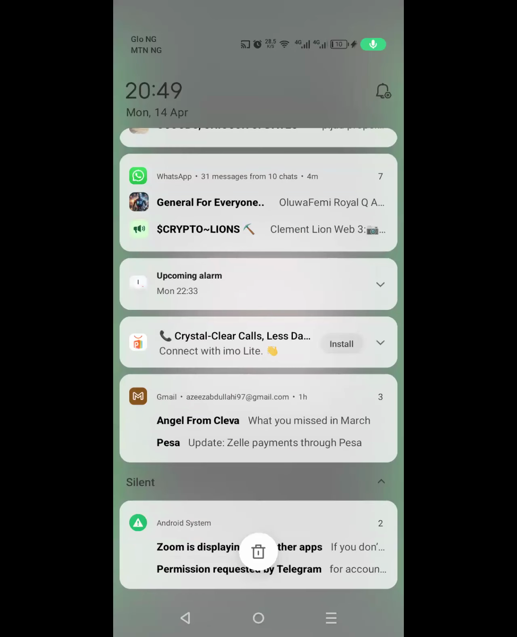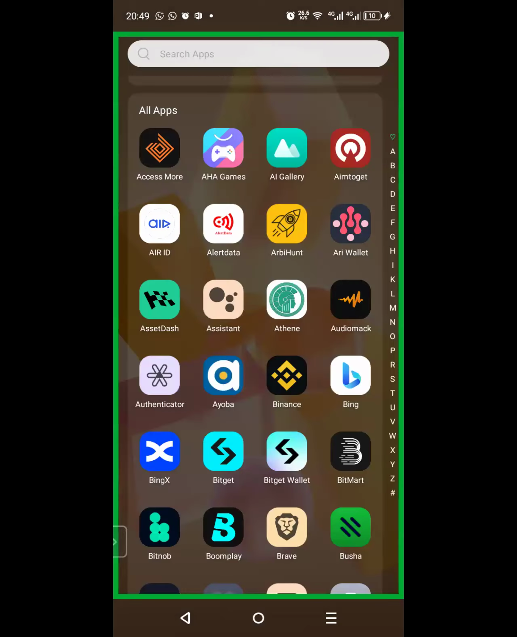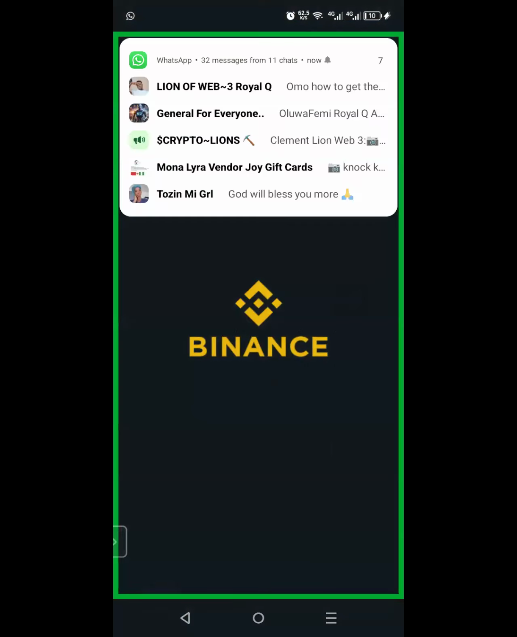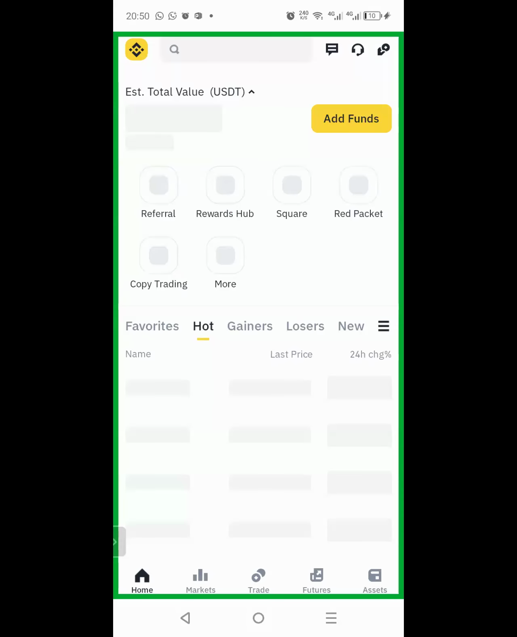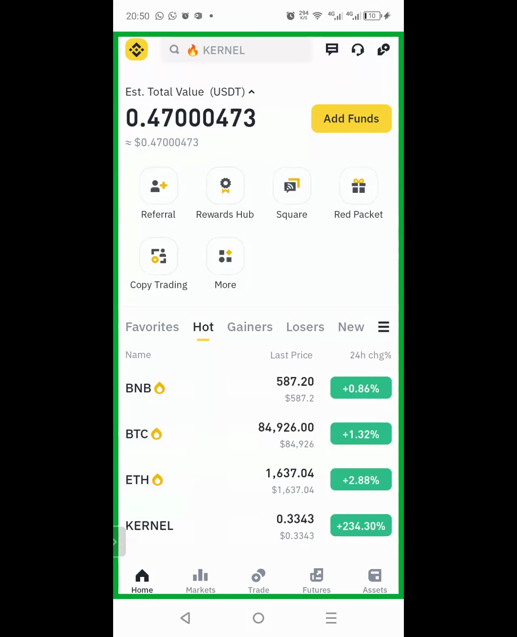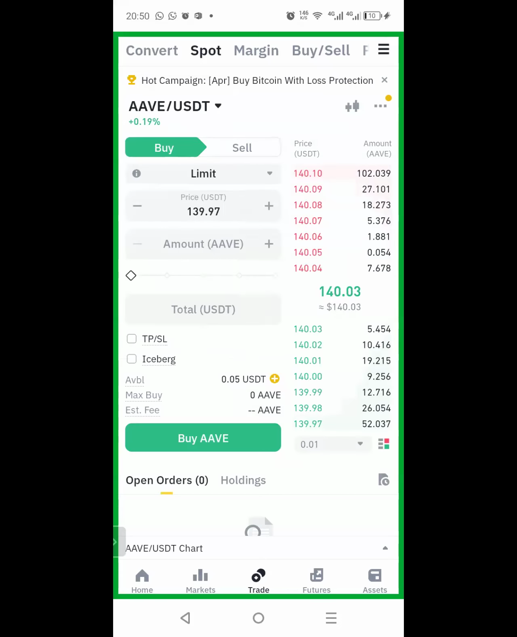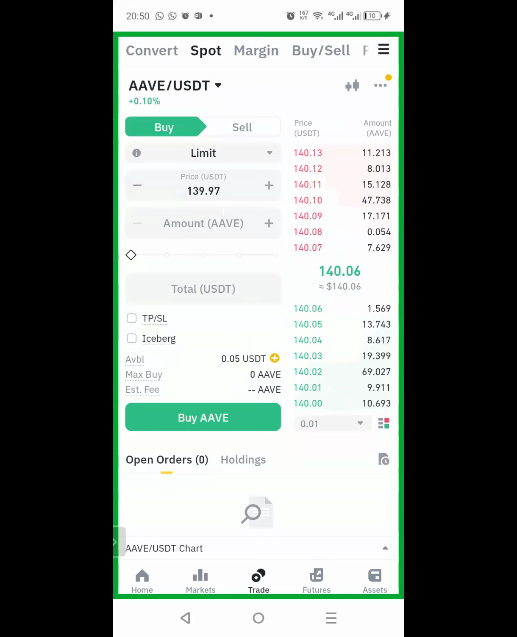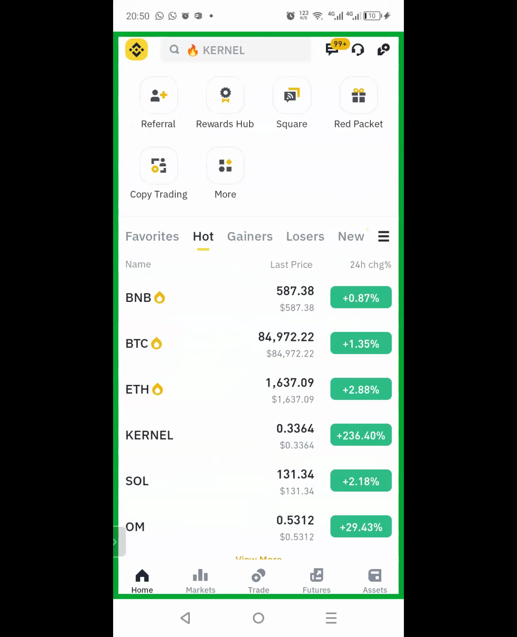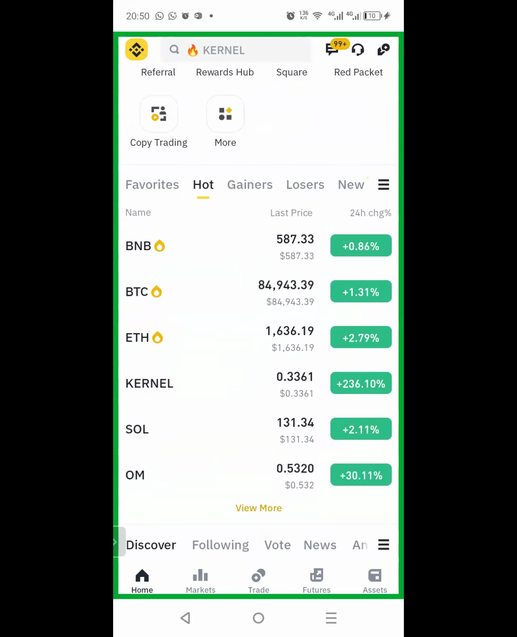So like I said, I'll be making use of a Binance account here. Like I said earlier, assuming you want to trade a particular coin, there are some particular things you have to consider first. That's how you are going to know whether this coin is worth trading at that moment or not. So for example, let me choose a coin for us here.